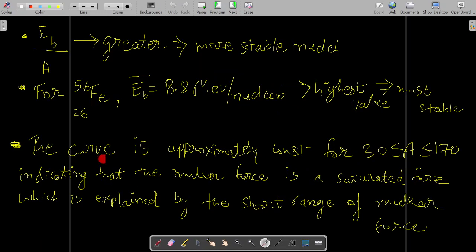That the curve is approximately constant for this, indicating that the nuclear force is a saturated force, which is explained by the short range of nuclear force. I told you the reason.